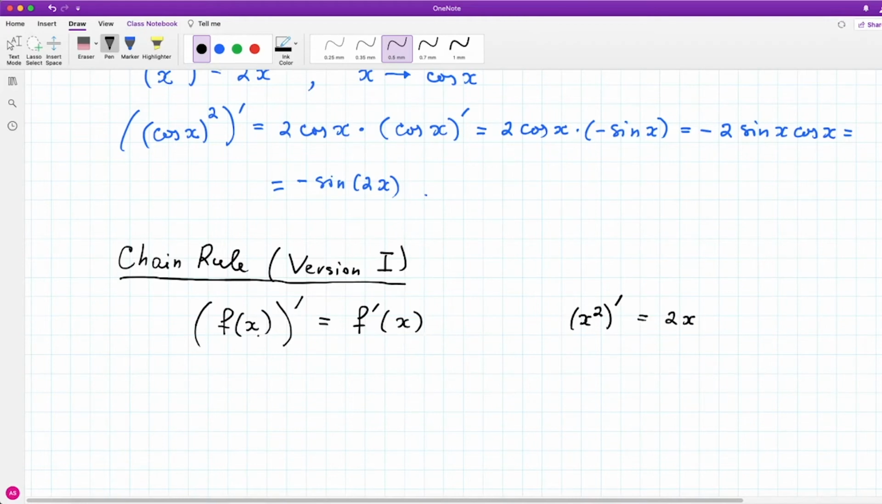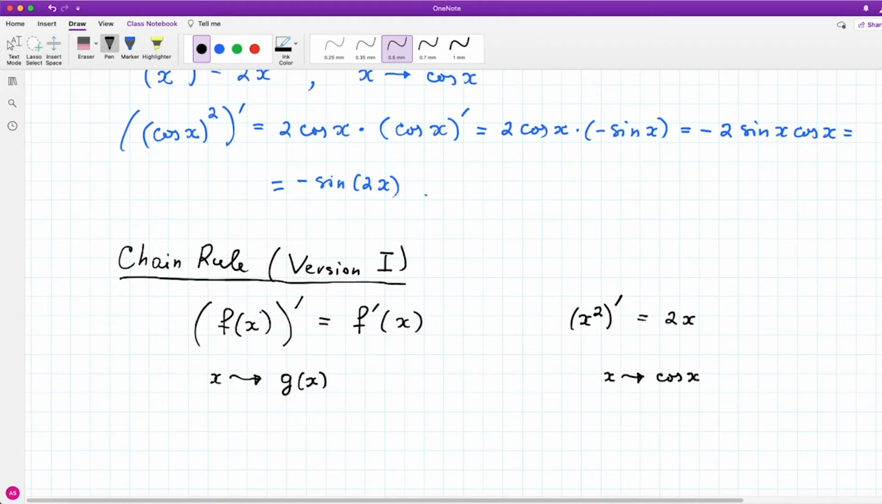I have a function f of x, and its derivative is some function which is denoted by f prime of x. And now what we want to do is replace x with another function, another expression. Let's call that expression g of x. So in the example that we just went over, I was replacing x with cosine of x. And so cosine of x was that function g of x, but in principle it could be any function.